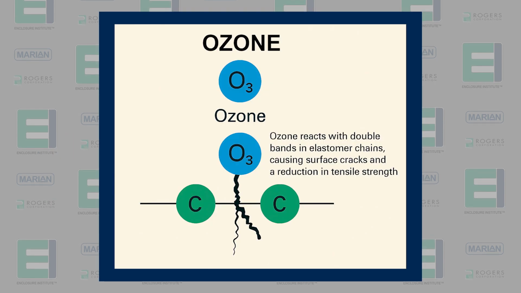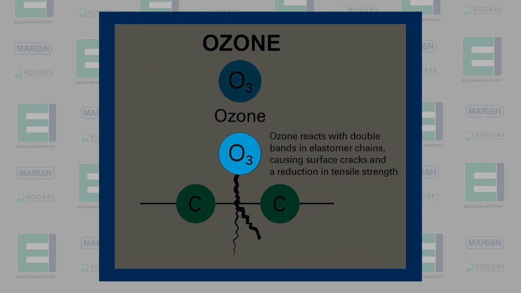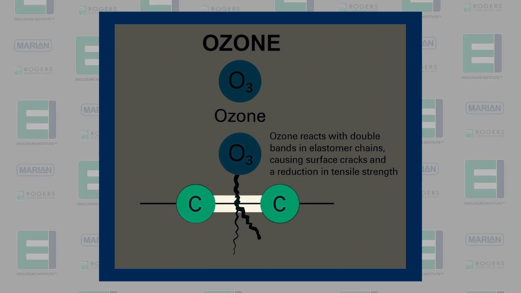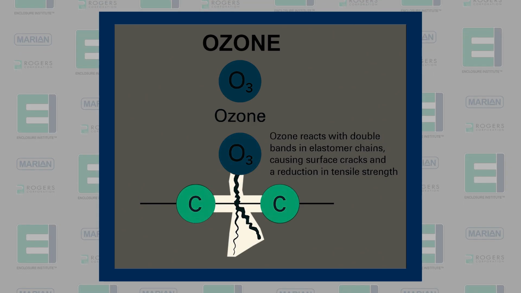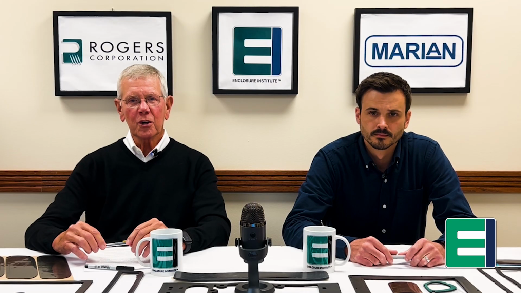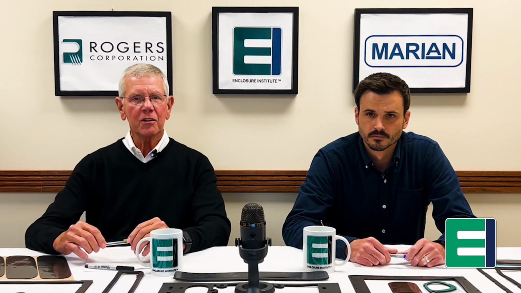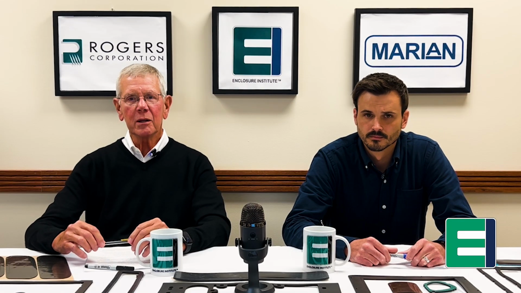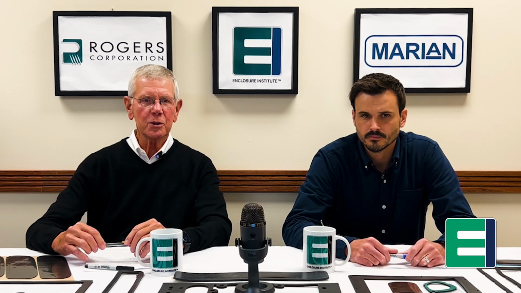Although often overlooked or lumped together with UV degradation, ozone, like ultraviolet light, reacts negatively with double bonds in elastomeric chains, causing surface cracks and reduction in tensile strength. Ozone occurs in industrial environments with high voltage equipment or electric discharge. Your choice of the polymer should follow the same guidelines as Jimmy just discussed for UV exposure.